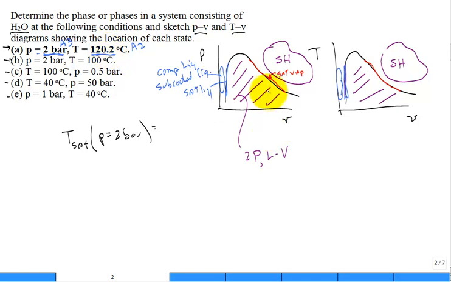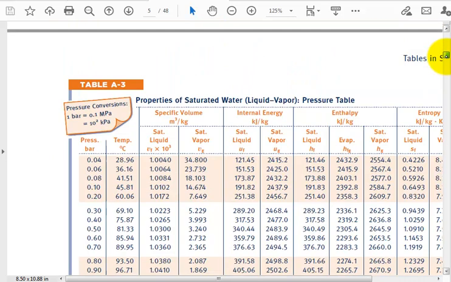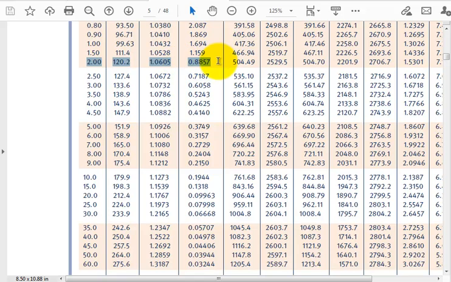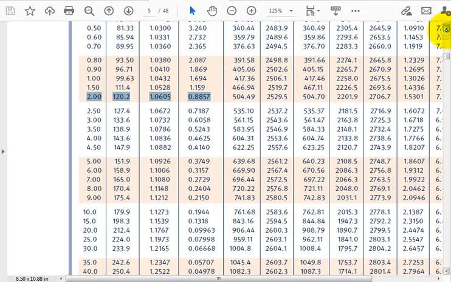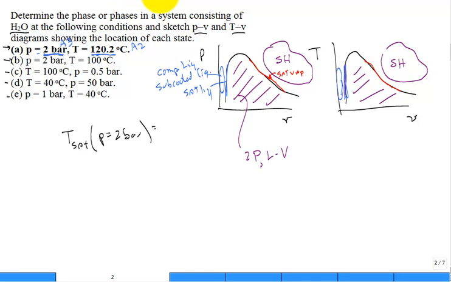Then it's somewhere in the two-phase region. Or is it less than that? Well, then it's going to be in the subcooled region. Or if 120.2 is greater than the saturation temperature, it would be in the superheated region. So we'll go to our table, and we find 2 bar. Got to scroll up just a little bit. Right here is 2 bar. And then we take a look at the saturation temperature. That's that second column right here. It's 120.2. So the saturation temperature is 120.2.